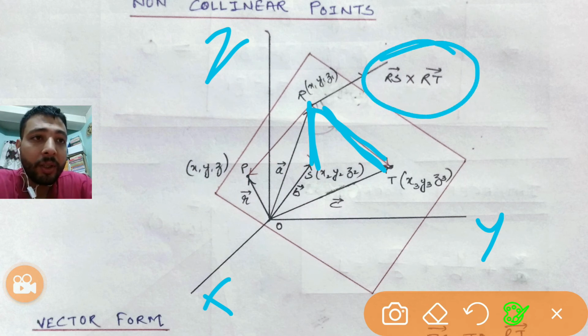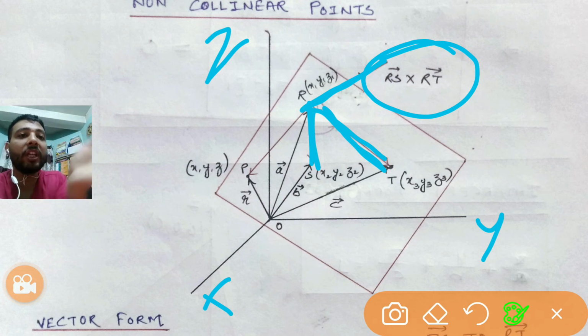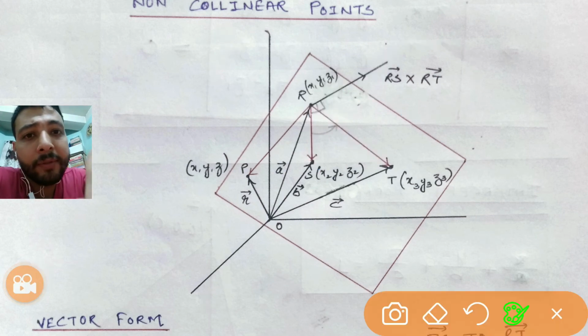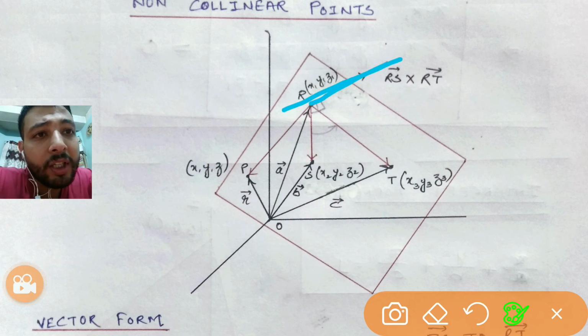Here you can see, we are concerned about the vector which will come out as the resultant. So you use your right hand thumb rule. You will keep your fingers on RS like this, RS to RT. Then you'll check your thumb. You'll see the thumb is perpendicular going up. So that line will be perpendicular to both the vectors here. The line which you can see here is perpendicular to RS as well as RT.